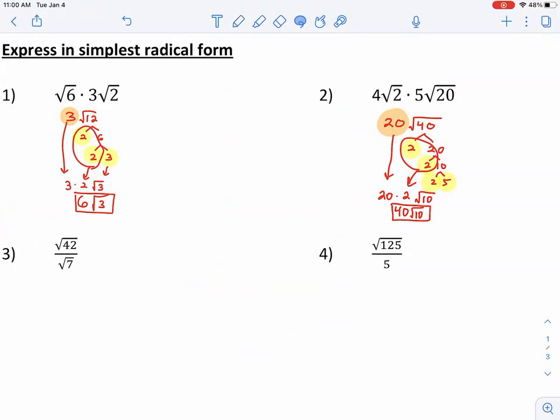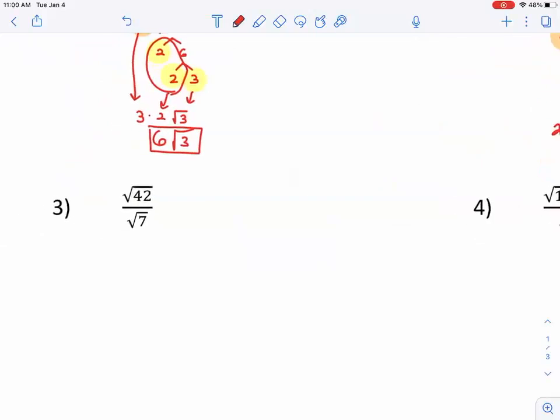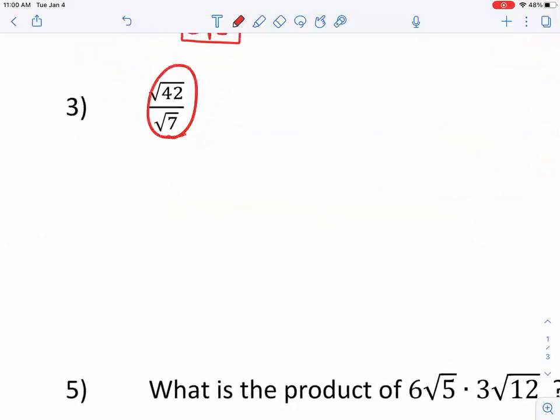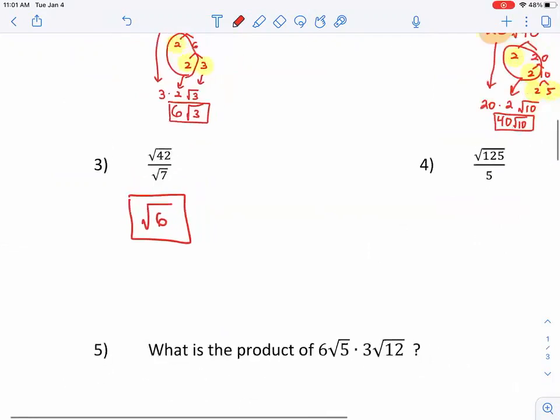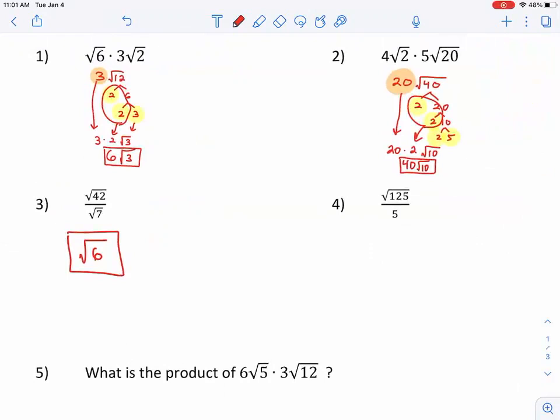Okay, so if we're multiplying, we can multiply stuff on the outside and multiply stuff on the inside. If we're dividing, like in problem number 3, these are both inside, so I can just divide those numbers. Well, 42 divided by 7 is 6, and so look at this one, it's a quick one. The answer is the square root of 6, which can't be simplified. Because they were both underneath the square roots, we could just divide both of those.